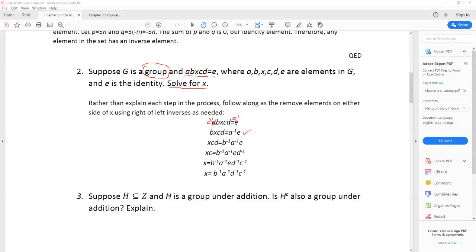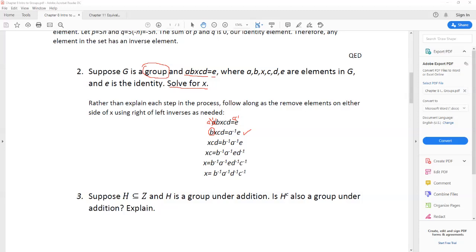In the next step, I wanted to get rid of this B on the left side, so I just multiplied on both sides on the left by B inverse. And B inverse times B is a cancellation, leaving me X times C times D is equal to B inverse, A inverse times the identity E.